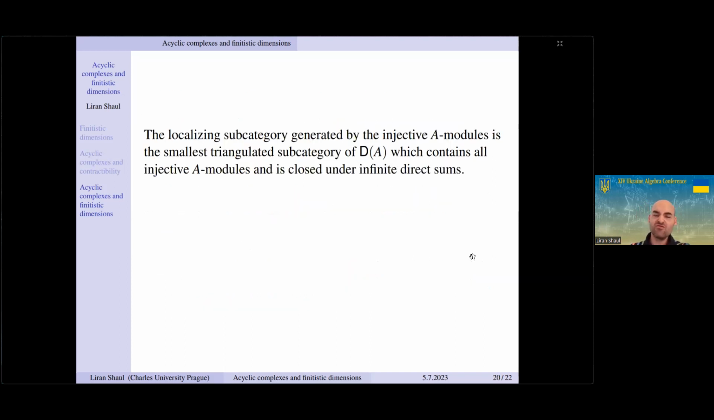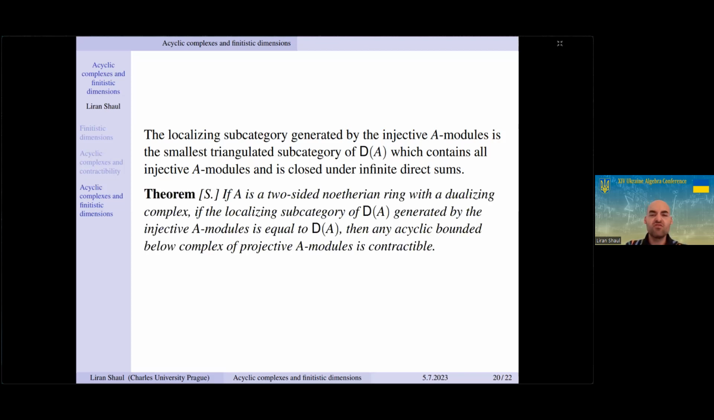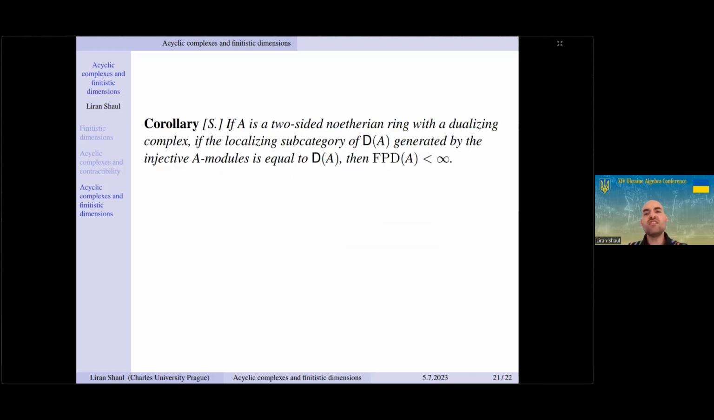And the last thing I want to mention is that this is also very much related to a recent result of Rickard. So let's recall that the localizing subcategory generated by injective modules is the smallest triangulated subcategory of the unbounded derived category which contains all injective modules and is closed under infinite direct sums. And what I can show is that for such a nice Noetherian ring, which has a dualizing complex, if the injective modules generate the derived category in the sense of localizing subcategories, then any acyclic bounded below complex of projectives is contractible. So if we combine these two main results, I get that for a two-sided Noetherian ring with a dualizing complex, if the localizing subcategory of the injectives is everything, then its finitistic dimension is finite.